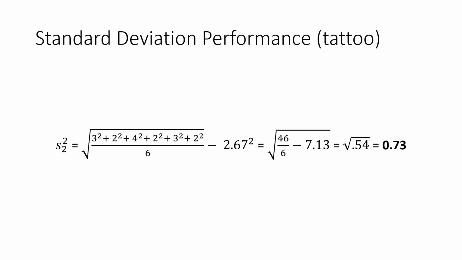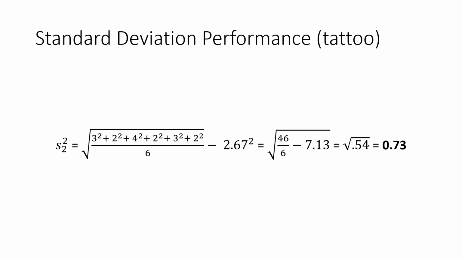Okay, now we need to calculate the standard deviation for our second group. So this is the standard deviation for our employees with a tattoo. We already know the mean, as I said before, but now we're calculating the standard deviation for that second group. So we have the square root of each individual score squared added up divided by 6 minus 2.67 squared. So that again corresponds to 46 divided by 6 minus 7.13, which corresponds to the square root of 0.54, which gives you a standard deviation of 0.73 again.